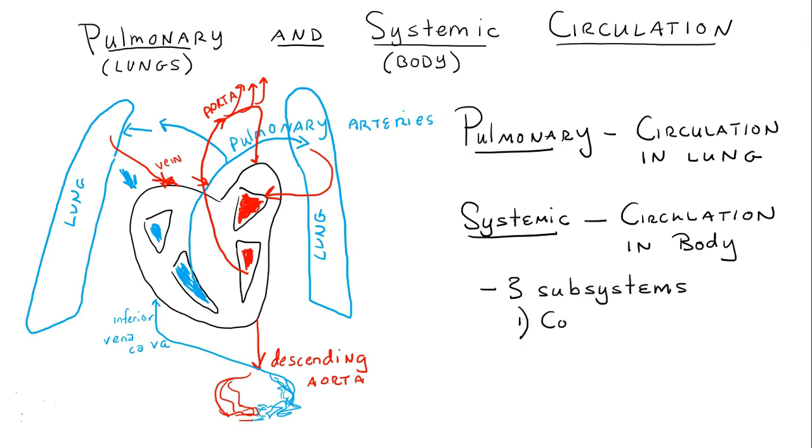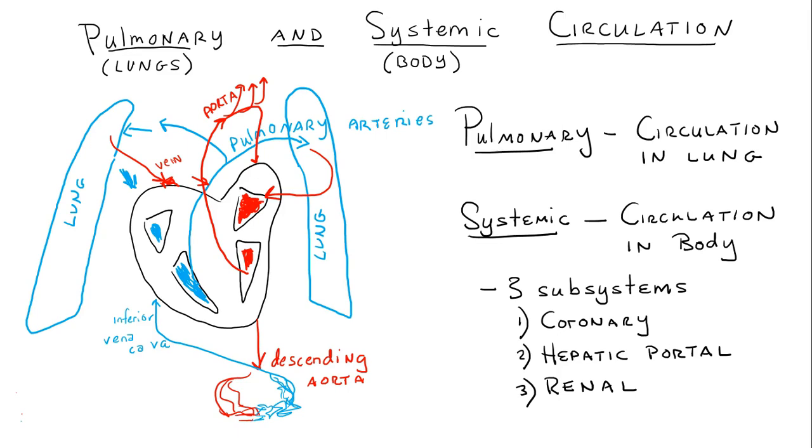And there are three subsystems of systemic circulation that we're going to talk about on the next three slides. Okay, so you've got the coronary circulation, which is circulation to the heart itself to feed the heart. You have the hepatic portal circulation, which is the circulation to the liver. Hepa means liver, and we'll talk about that. And then we have the renal circulation, which is the circulation that is going to the kidneys, because renal means kidneys. Okay, so let's take a look at all three of these.